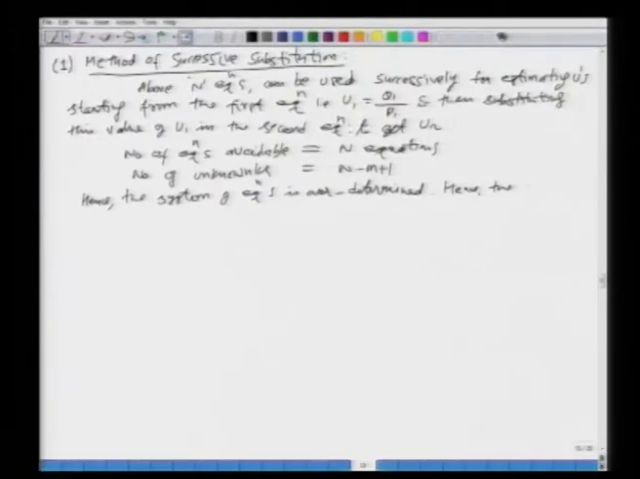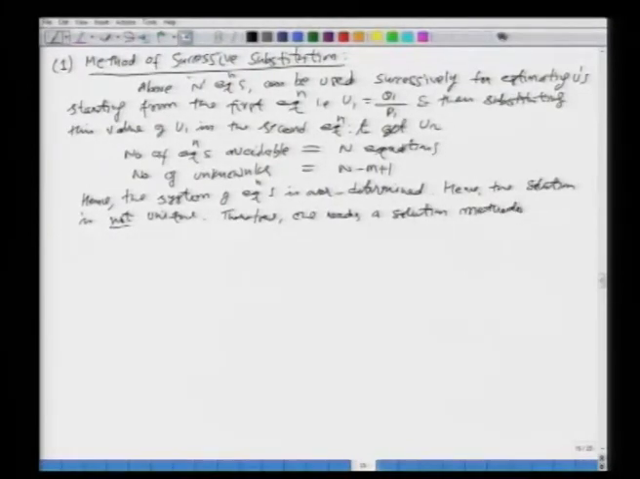The solution is not unique. As a result of that, you will get different solutions. Therefore, one needs a solution methodology that uses all the data or all the equations.